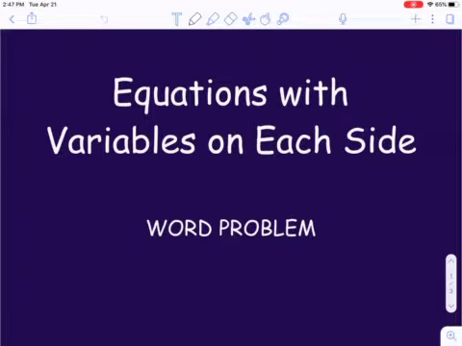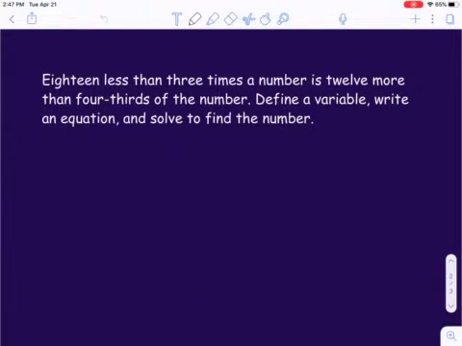So, dealing with equations with variables on each side, this is the last video lesson in this section, and this is just us going through a word problem. Word problems, when you have variables on each side, are a little complicated because you have to figure out exactly what they're asking, and it's writing the problems that is the hard part. Solving them isn't quite as bad, but getting them written is tricky. So let's look at this, all right?